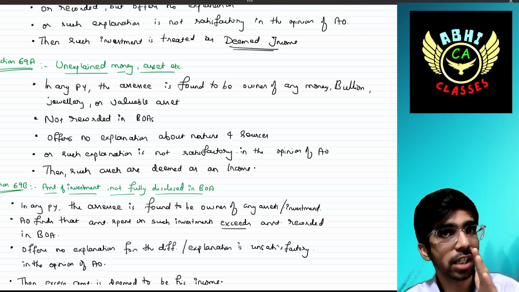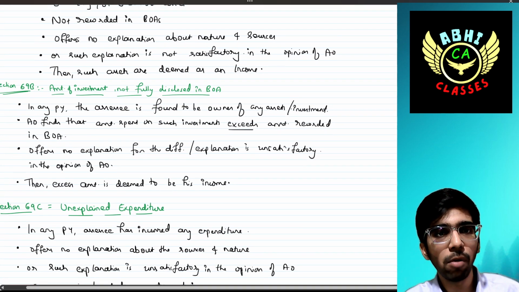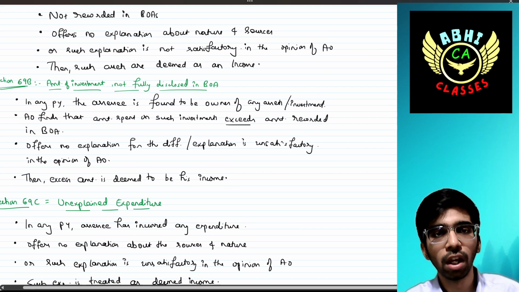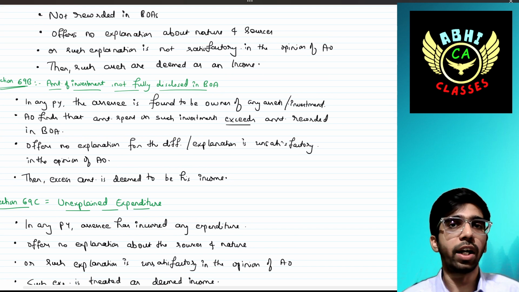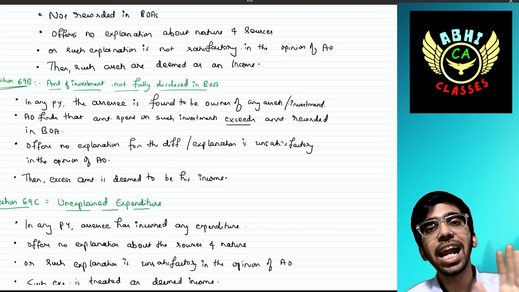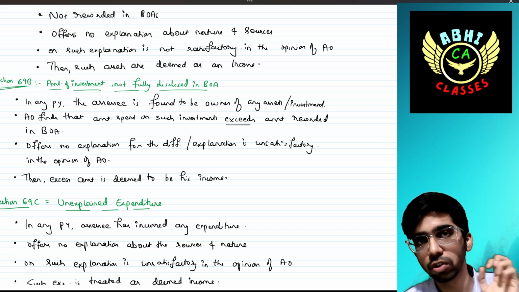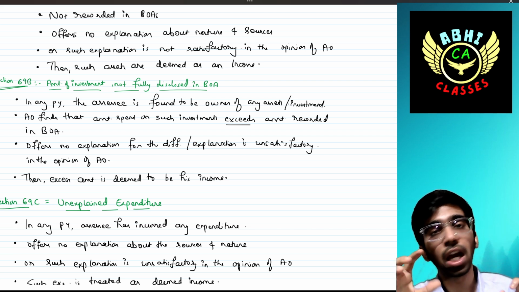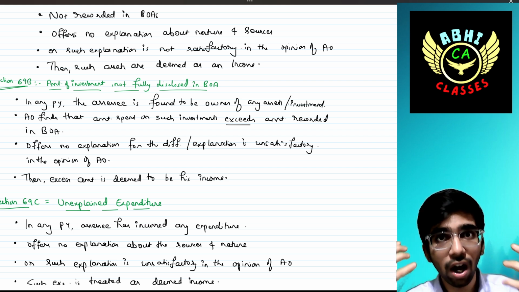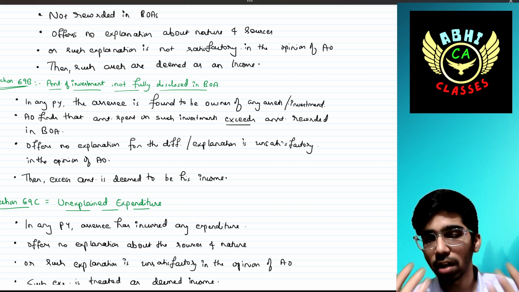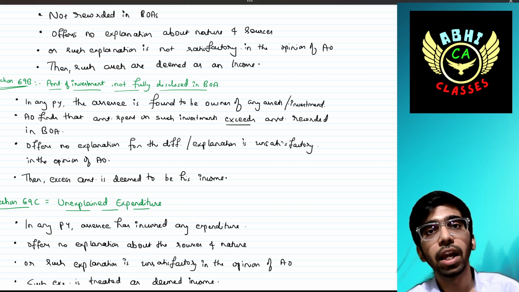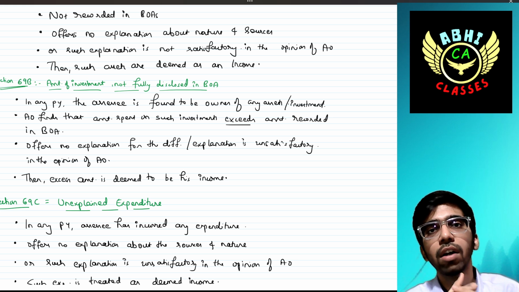Then it is appropriate to treat it as deemed income. Next, amount of investment not fully disclosed in books of account. If I have an investment of, let's say, 100 rupees, but I have shown only 50 rupees in my books of accounts, and for the remaining 50 rupees I have given no satisfactory explanation in the opinion of the assessing officer, that 50 rupees can be treated as unexplained deemed income.